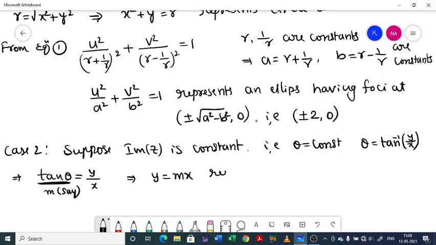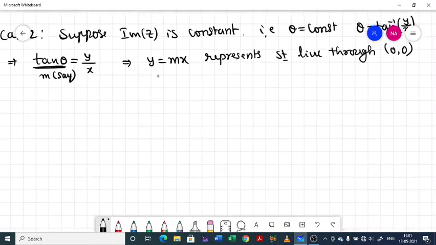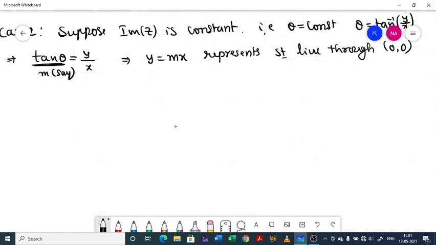So it represents a straight line through 0, 0. Straight line through origin. So in the z plane we got a straight line that passes through origin. Now let us look into the w plane.